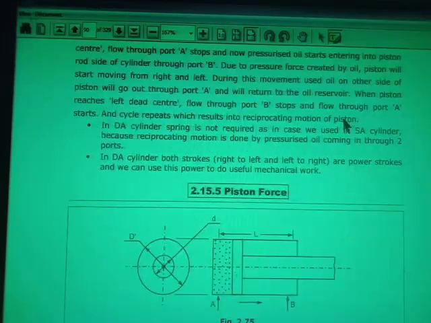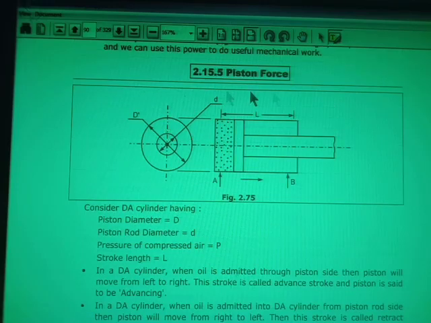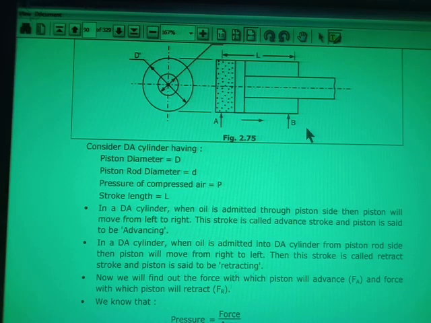Understand? Now for the double acting cylinder, here is some important terminology used for the hydraulic cylinder. Capital D is known as the piston diameter. Small d is known as the rod end diameter, or piston rod diameter, and L is known as the stroke length of the cylinder, meaning how much travel of the piston will take place. So this is known as the stroke length of the cylinder.